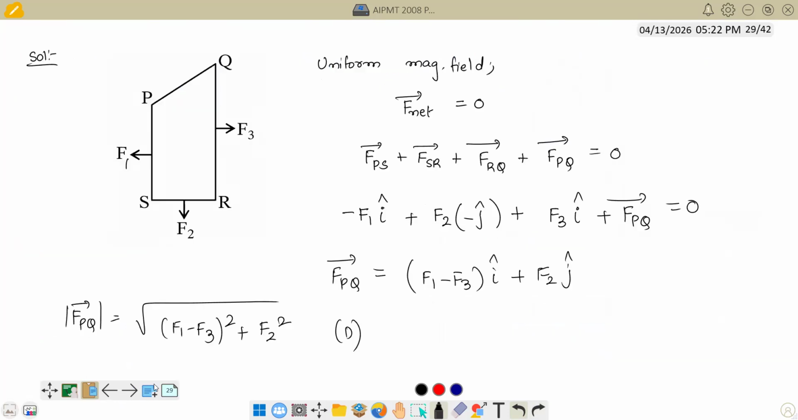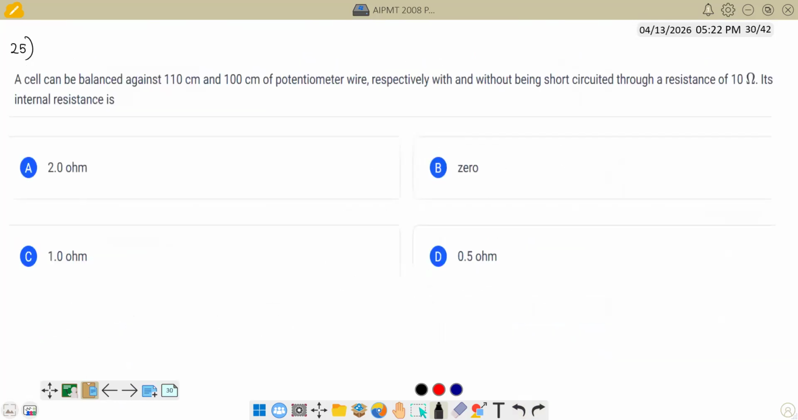We'll go for the next one. A cell can be balanced against 110 centimeters and 100 centimeters of potentiometer wire respectively, with and without being short circuited through a resistance of 10 ohm. Its internal resistance is? Right now, this concept is not required for us. The potentiometer wire concept is not there, so it is recommended that you not learn this. I will not explain this here. If potentiometer is ever added in the future, right now this is 2026.